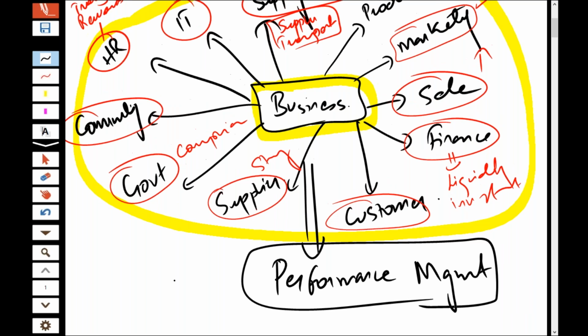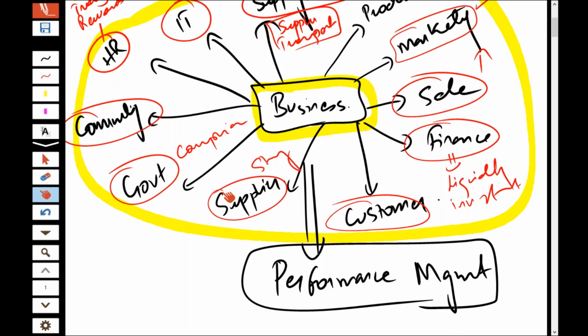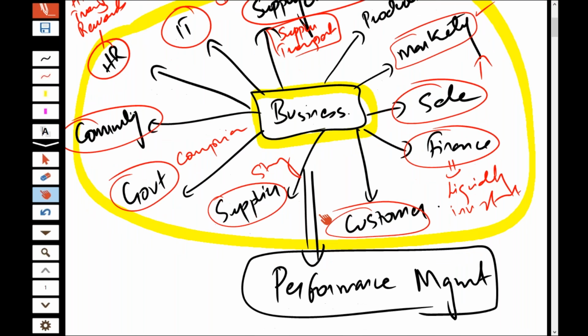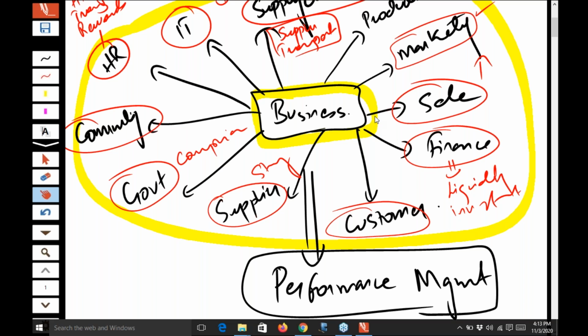So the concept of performance management is that you are simply running a business and you are ensuring that every single aspect which is used in order to run that business is actually going to be managed properly. That is what is going to be considered as performance management.